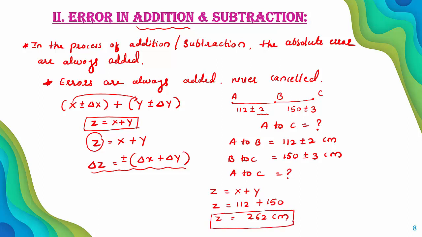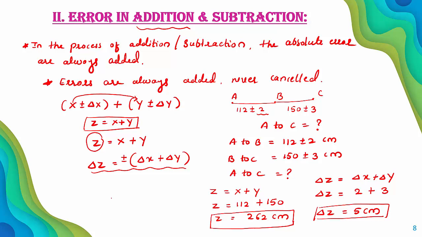Now we have to find error in Z. That means we can use the equation delta Z equal to delta X plus delta Y. So delta Z equal to, what is the value of delta X? This is 2 centimeter plus delta Y is 3 centimeter. So we will get delta Z equal to 5 centimeter. Then how to write the result? Result means, see here, the resultant value Z plus or minus delta Z is equal to 262 centimeter plus or minus 5 centimeter. This is the resultant value.